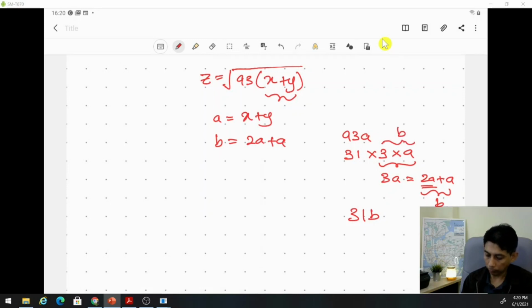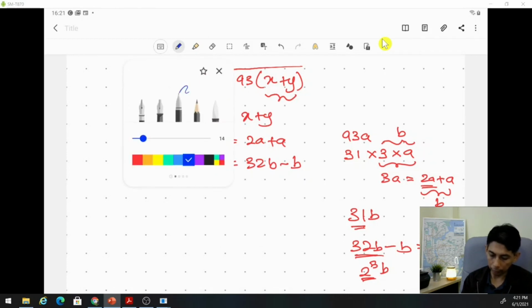So 31B, we can get 31 actually. This is 32B minus B equal to 31B. So 32B is actually 2 to the power of 5 times B. And 2 to the power of 5, we can shift B 5 times to get 32B. So we can say that C is equal to 32B minus B. And all of this, 93, is now C.